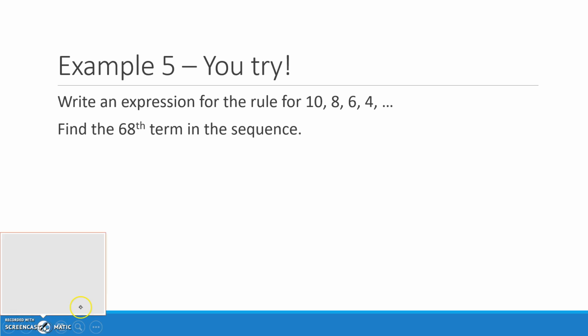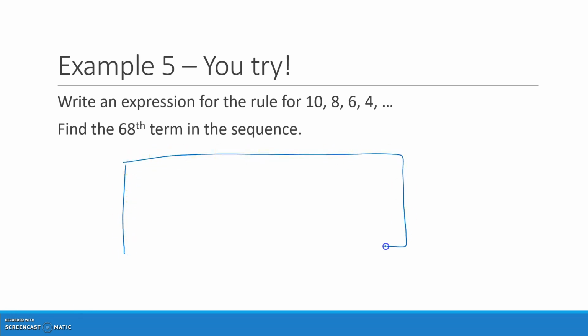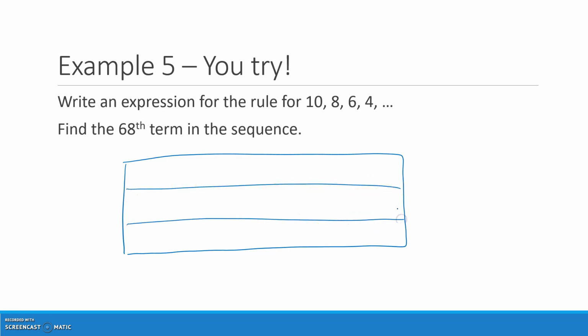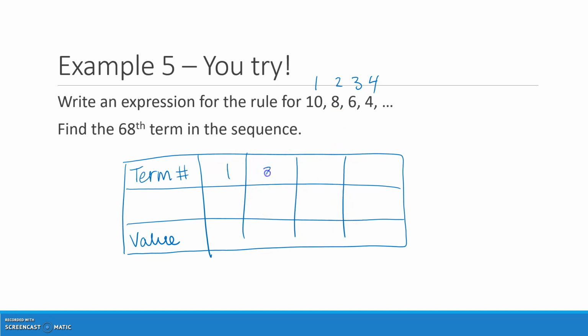All right, so when we're looking at this, we need to make our table. I'm going to have my term number and my value. So I've got first, second, third, fourth term, and my values were 10, 8, 6, and 4.